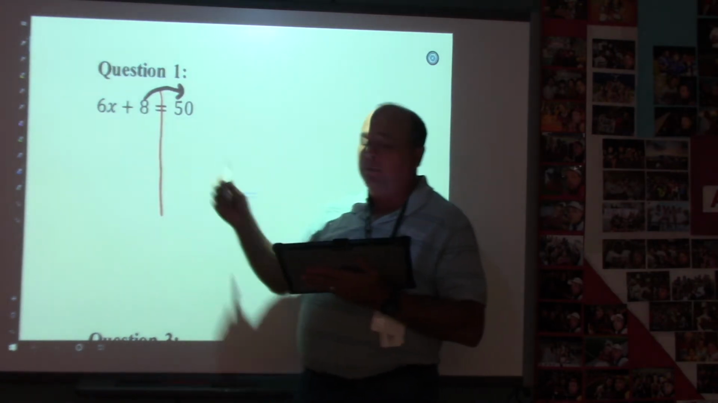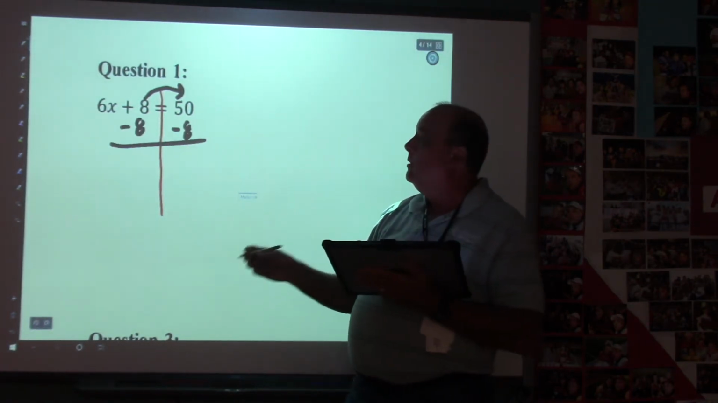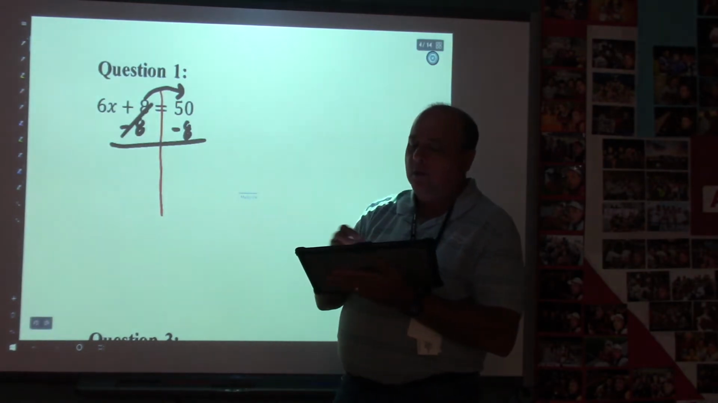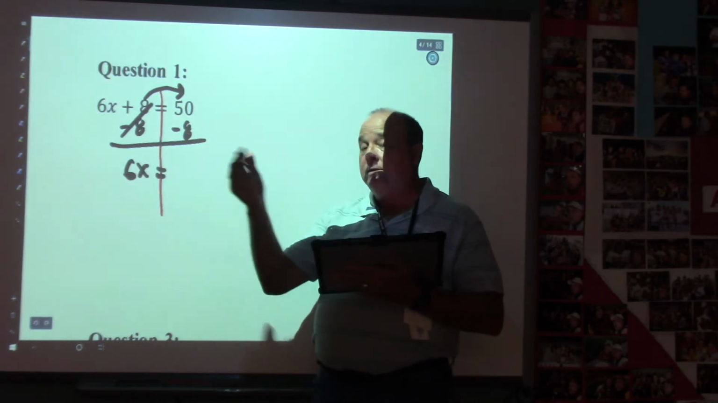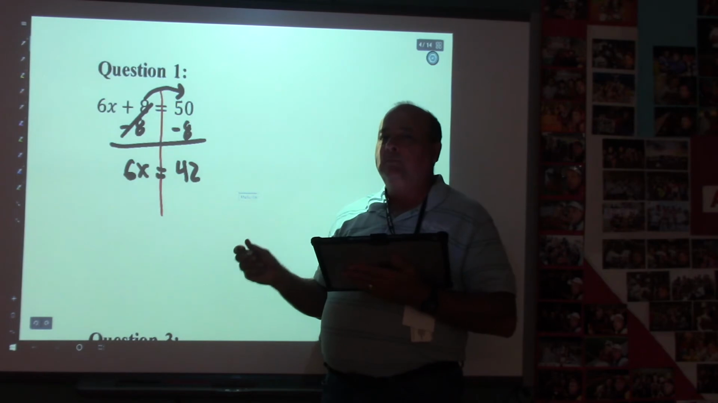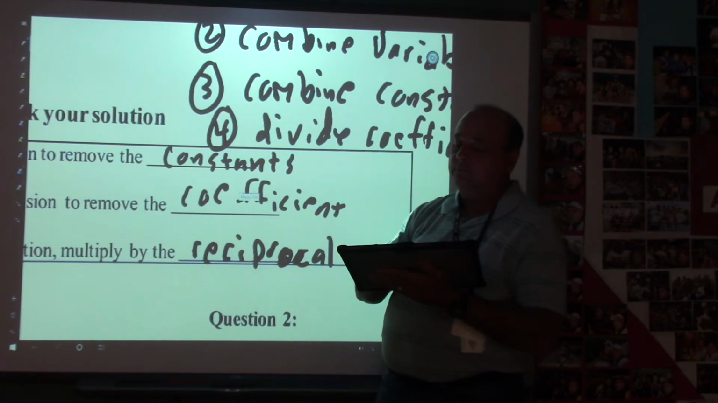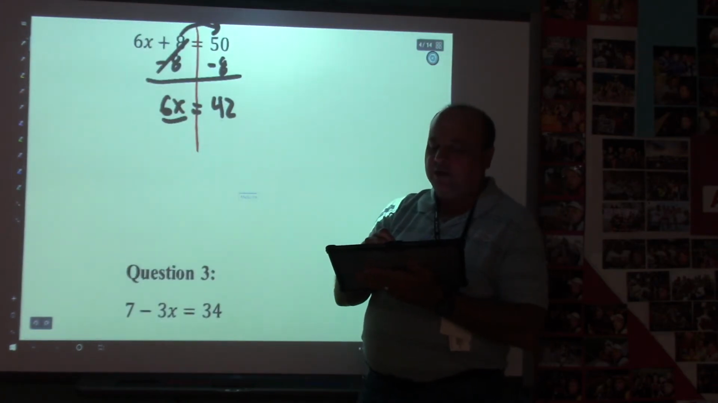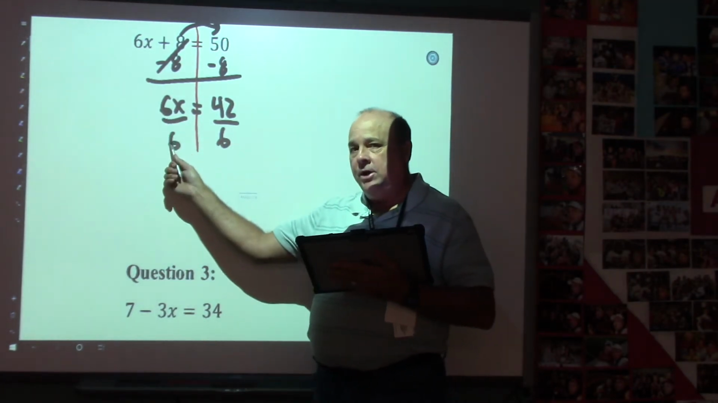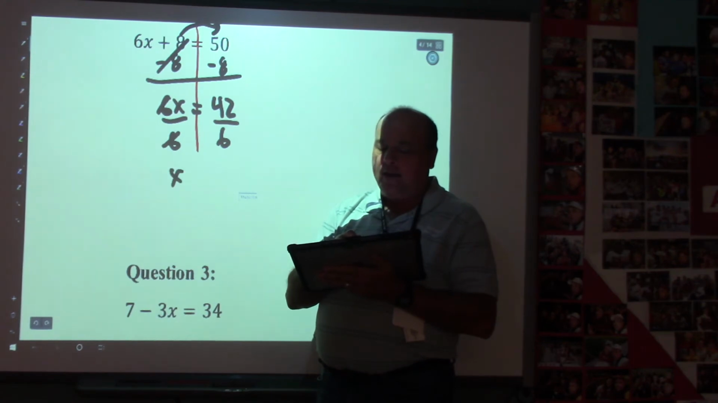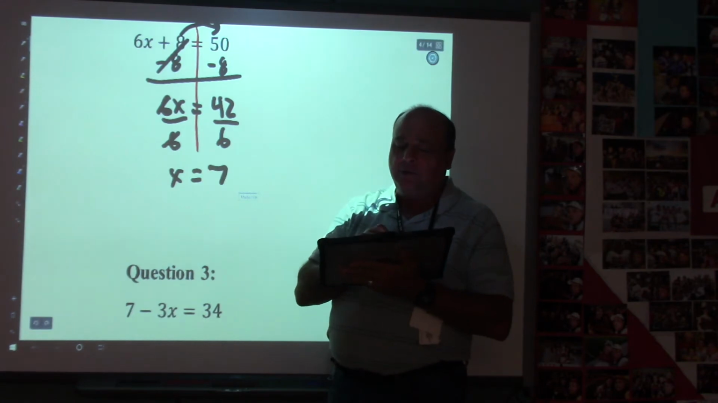So what is the opposite of plus 8? The opposite of plus 8, that's right, is minus 8. So the 8's will cancel out to 0. 6x will drop, equals 50 minus 8 is, that's right, it's 42. Now then, what was step 5 in the notes? Divide the coefficient, right? So we're going to draw 2 fraction bars, and we're going to divide by 6. If you're weak at your math, you've got a calculator. The 6's over here cancel out to 1. So I get x equal, can someone tell me what 42 divided by 6 is? That's right, it's 7. So x equals 7.